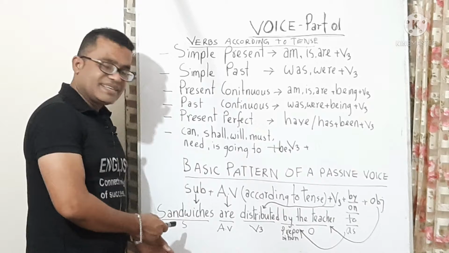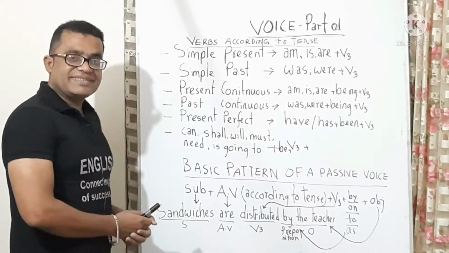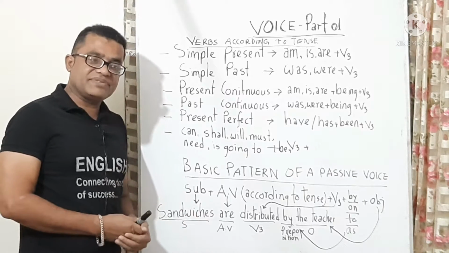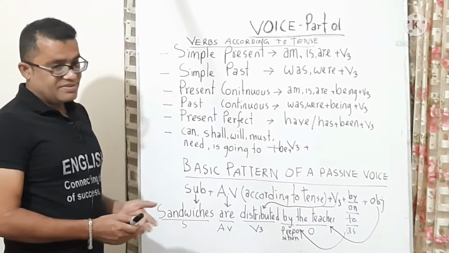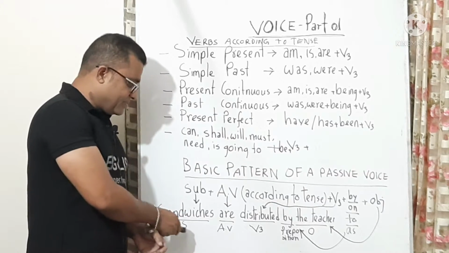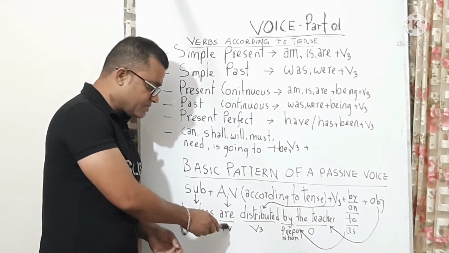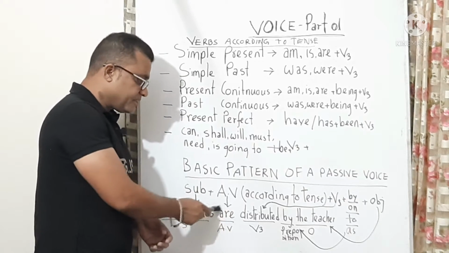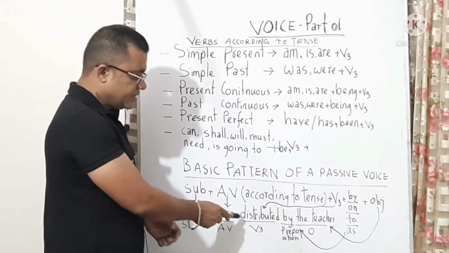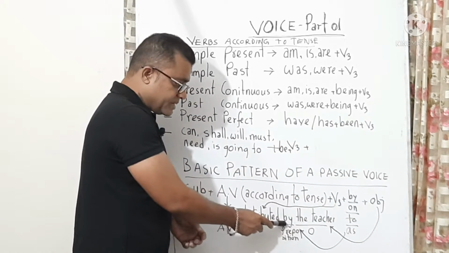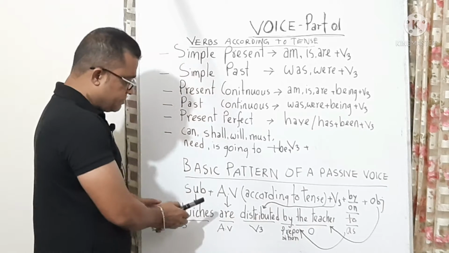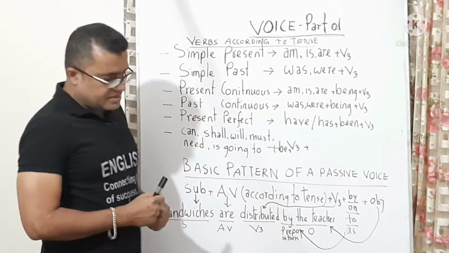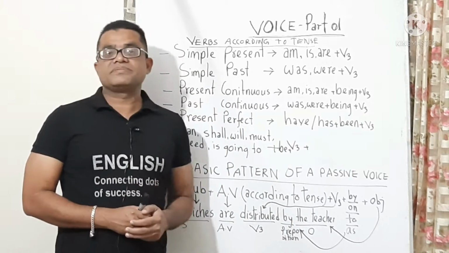Here is an example for you. Sandwiches are distributed by the teacher. What a good thing. Students are going to have sandwich in their classes. Oh wow, what a good class it is. Sandwiches, this is subject. Are, this is auxiliary verb, and the sentence is present simple. We have used here are. Then the main verb V3, distributed. Then there is a preposition, then the object. So subject, auxiliary verb, distributed, preposition, object. This is the basic pattern of passive voice.